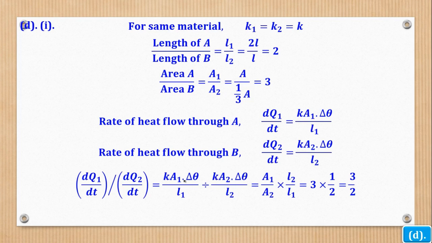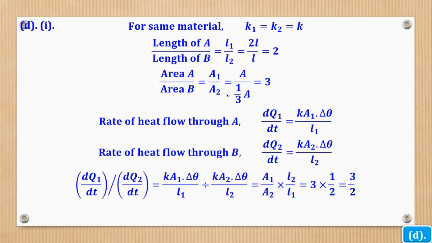And when you divide, you realize that this change in temperature will cancel. Then this K will also cancel. So you are going to remain with A1 over A2, which is here, and now this is 1 over L1 and this is 1 over L2. So the reciprocal becomes L2 over L1, which is here.